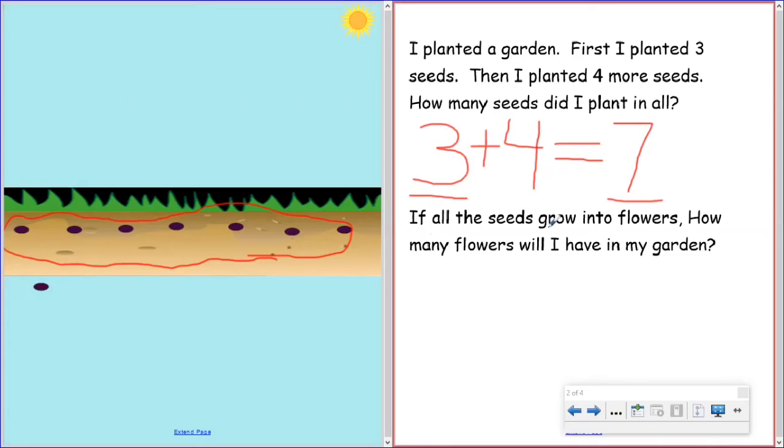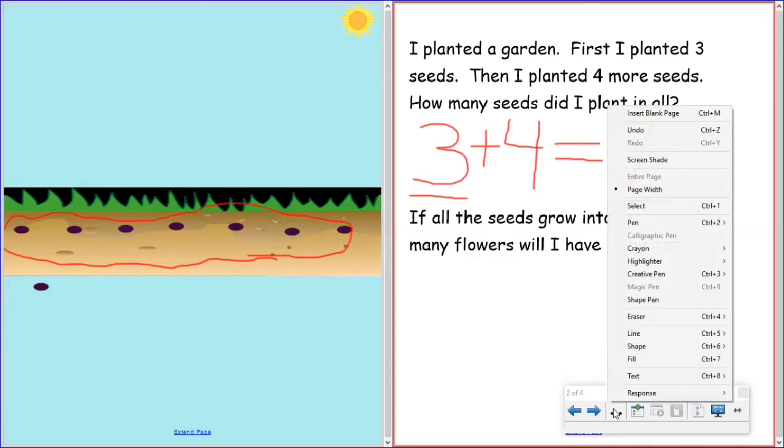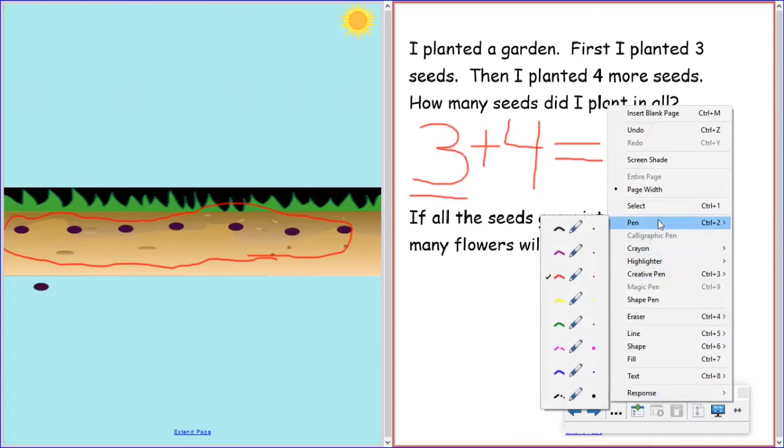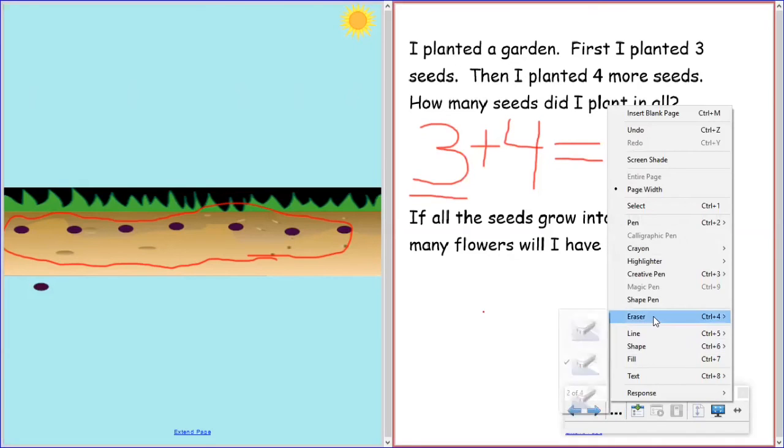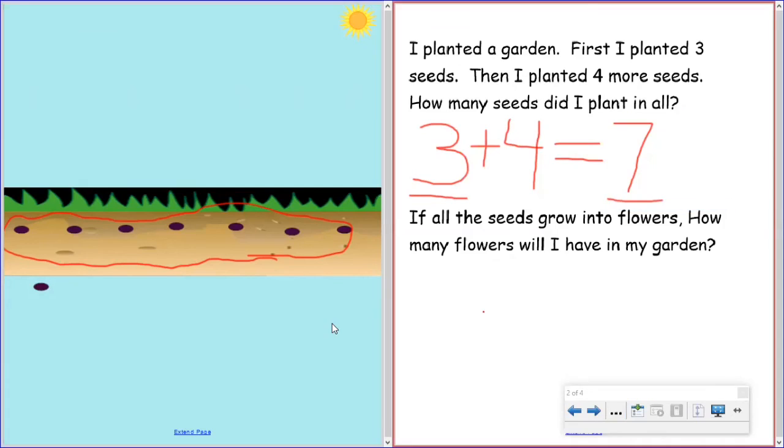All right, let's read it. If all the seeds grow into flowers, how many flowers will I have in my garden? Aha, so we're going to have to find out how many flowers are going to be in the garden. So not only do we need to find out how many seeds we planted, but we also need to find out how many flowers are going to grow. Well, let's see. Let me get rid of the pen and let's see.